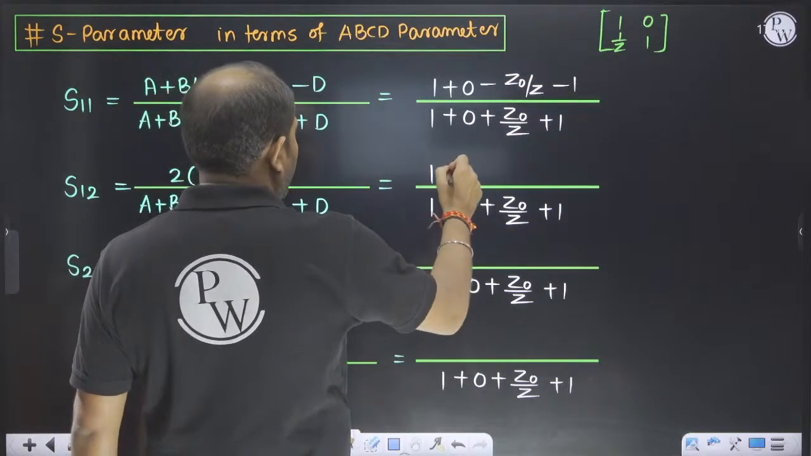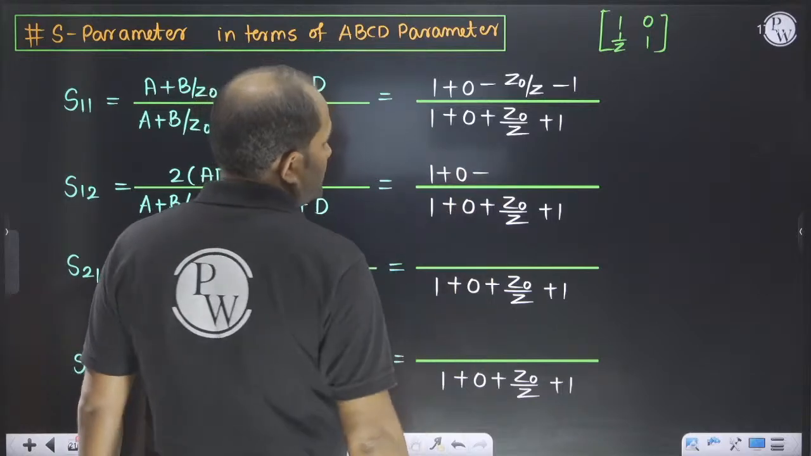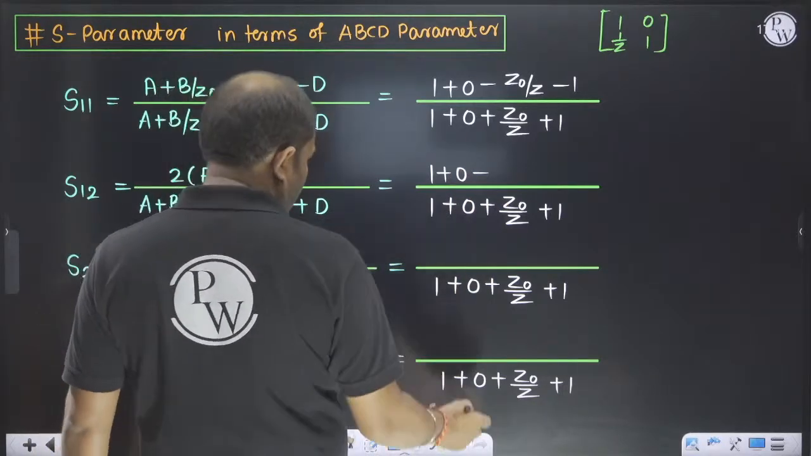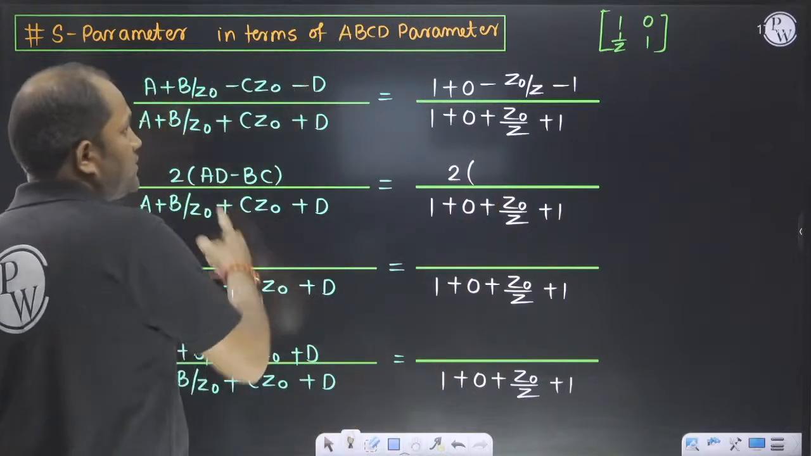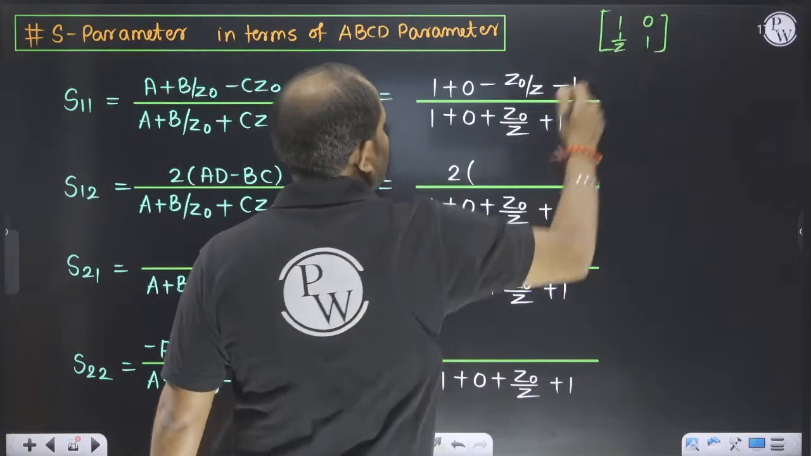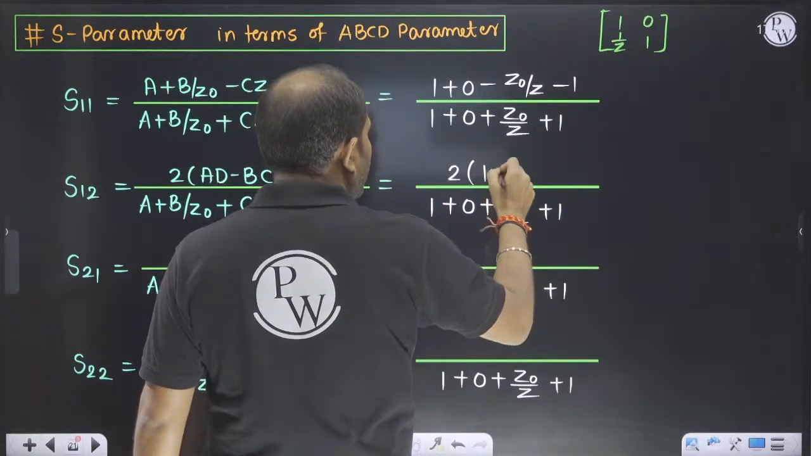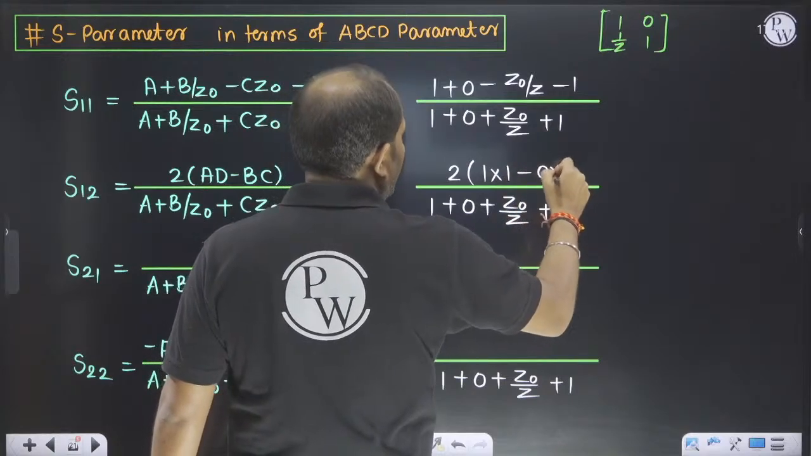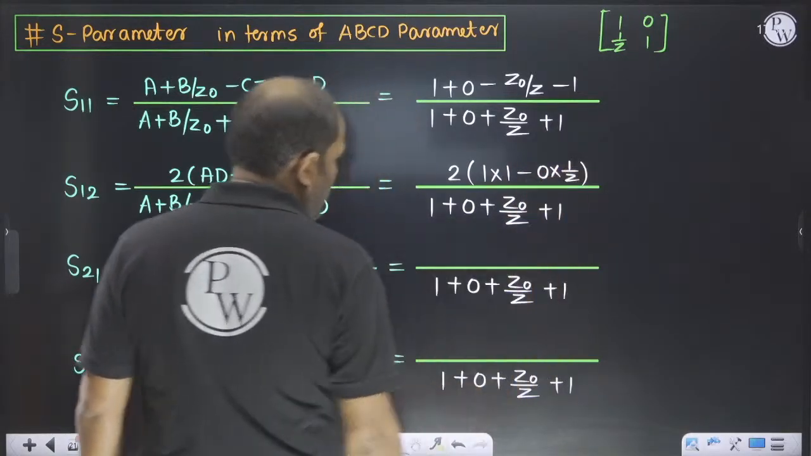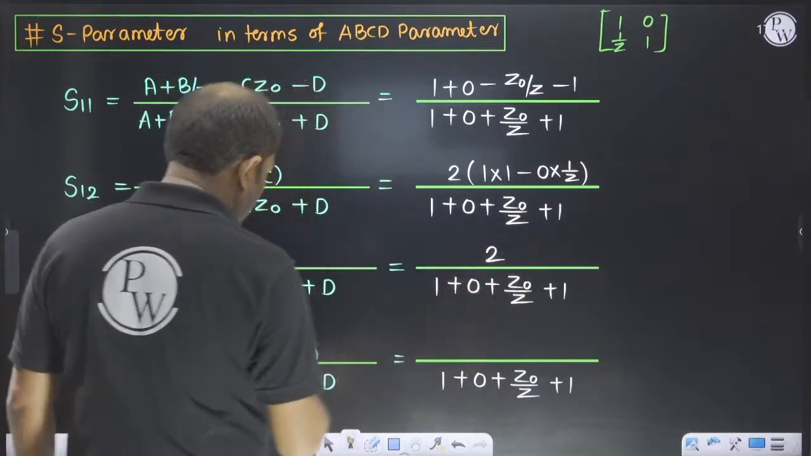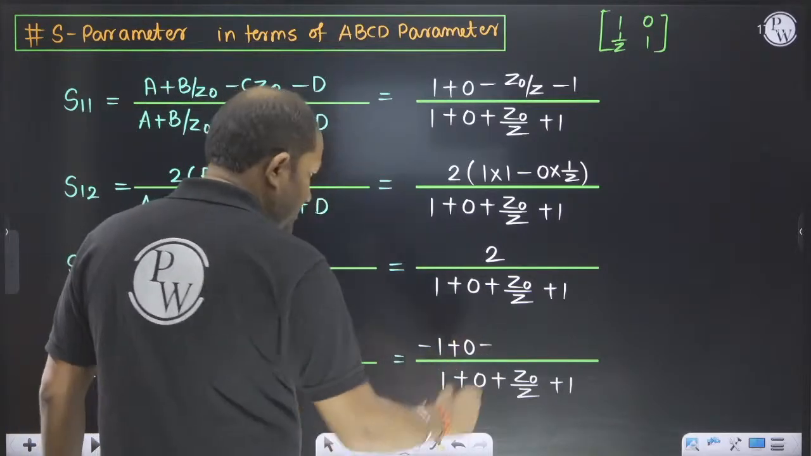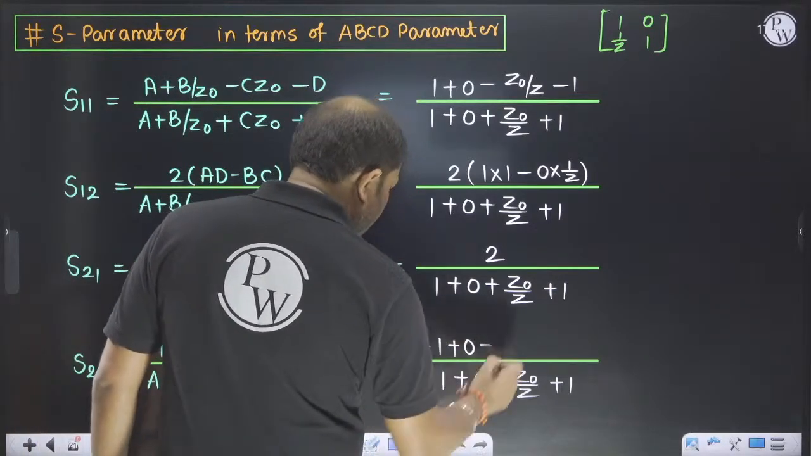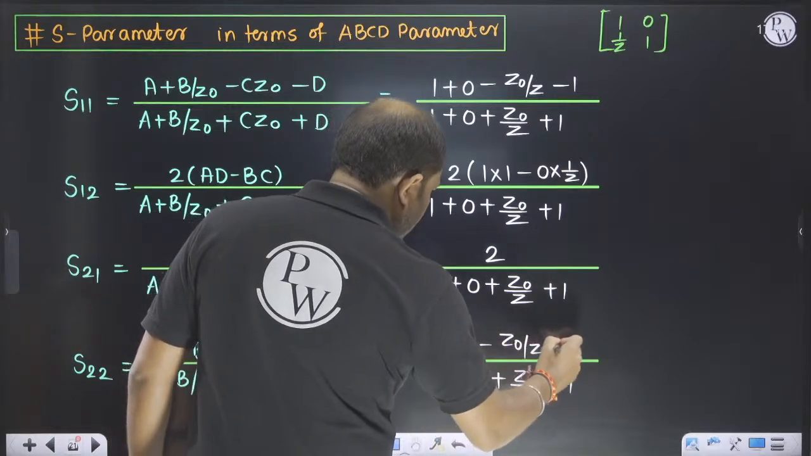Then 1 plus 0. And the second one is ABCD, so 2. AD minus BC: AD is 1, BC is 0. So 1 into 1, and B is 0, 1 by Z, so it is 2. This one is 2 and this one is minus 1, 0, minus Z0 by Z. C is 1 by Z and plus 1.